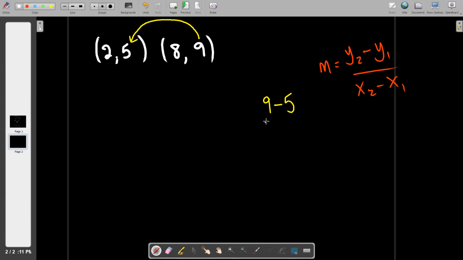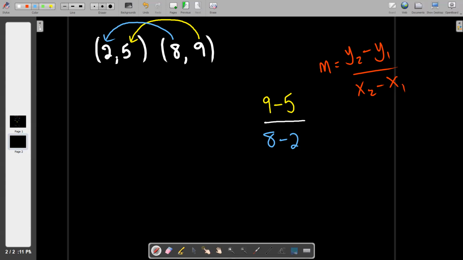And then I'm going to put over, and now I'm going to switch colors, and I'm going to do the exact same thing. I'm not going to parallel that arrow, but from x to x. Don't go backwards. If your arrows crisscross, you're going to get wrong answers. So I'm going to go 8 minus 2.